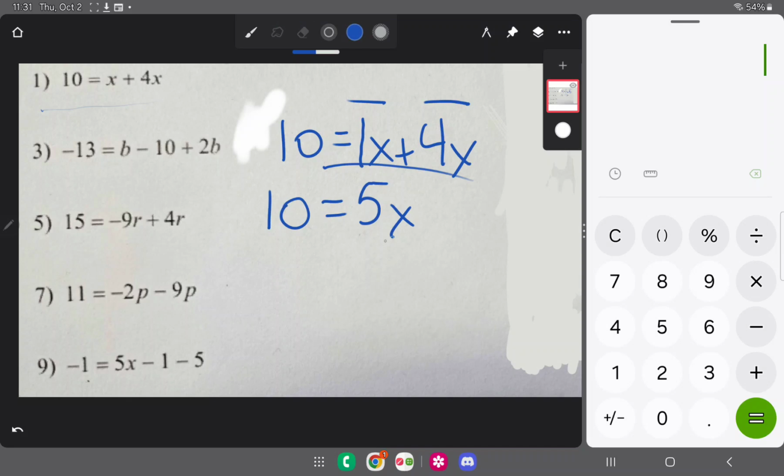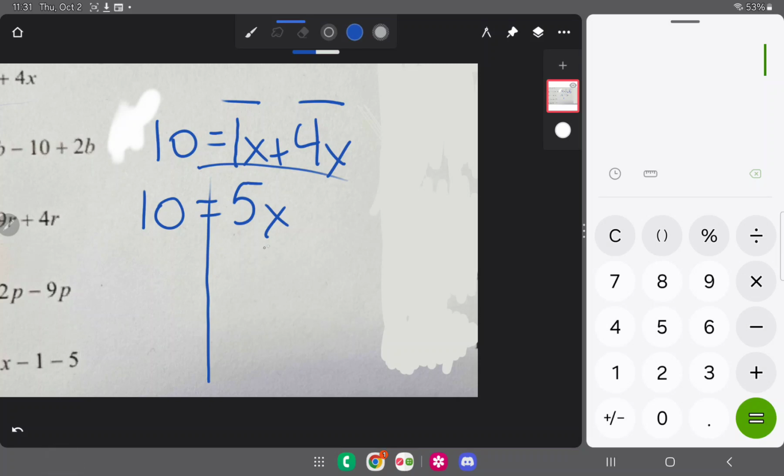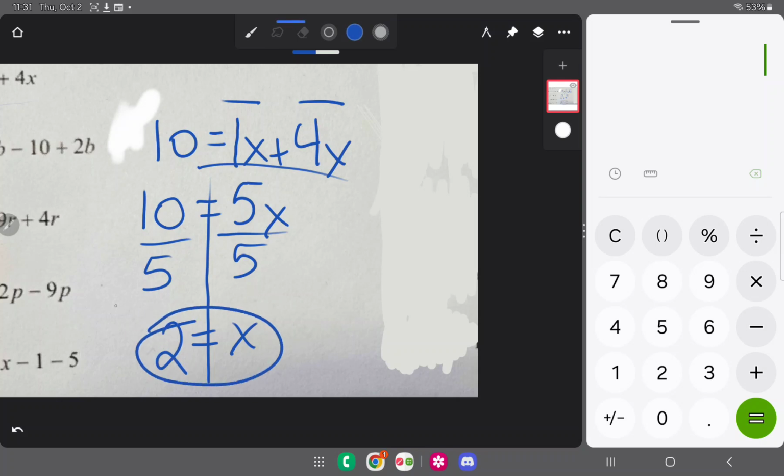Now we have a one-step equation. Now it becomes easy. We do our line down the middle. Oops, I flipped it. And then we divide both sides by 5 to get rid of it on the right-hand side. We drop down our x, and 10 divided by 5 is 2. If we were to put that back in the equation, it would work. So 1 times 2 is 2. 2 times 4 is 8. 8 plus 2 does equal 10.